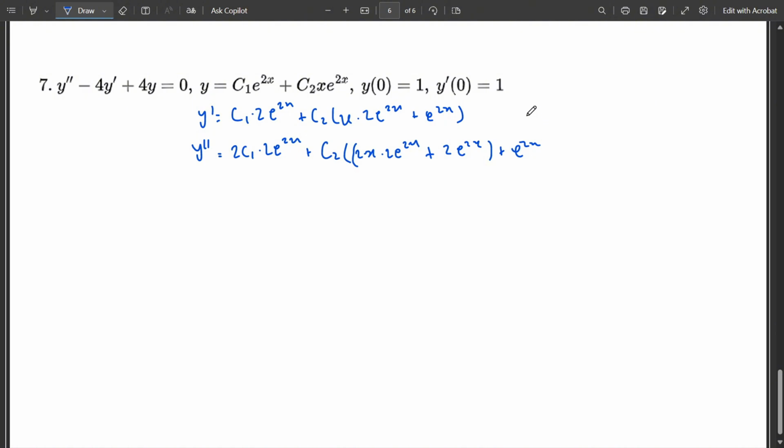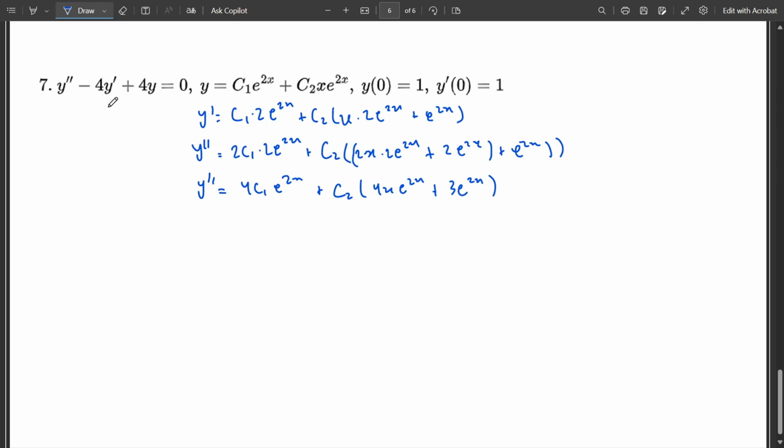Okay, close bracket. And so we can actually simplify this. I think we have 4c1 e to the 2x plus c2 times, we can combine this and this. We have 4x e to the 2x plus 3e to the 2x.